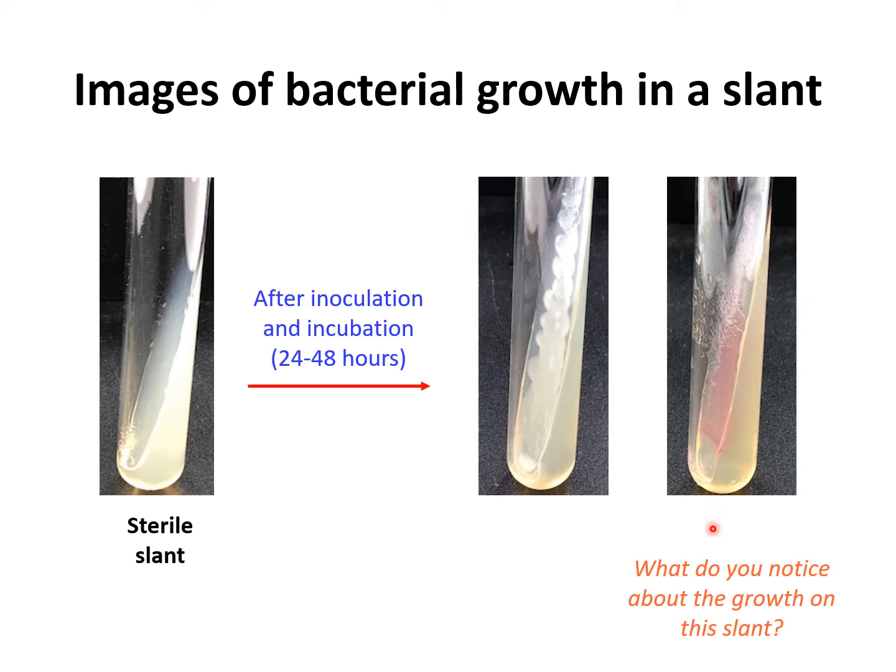Now, if you take a look, you have two slants. Notice how you can see growth on both of them right here, but do you notice something different about them? One hint is the color, right? So this kind of tells you that there are two different bacterial species growing in this slant tube versus that one.